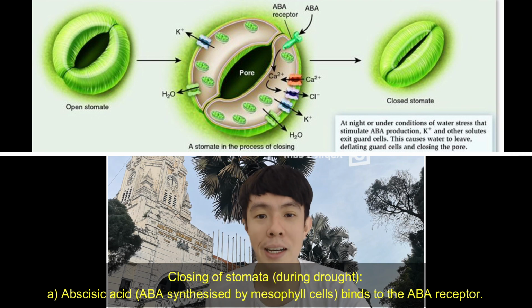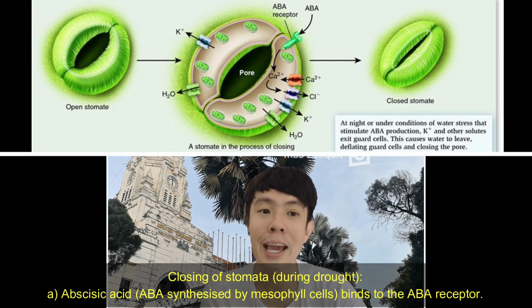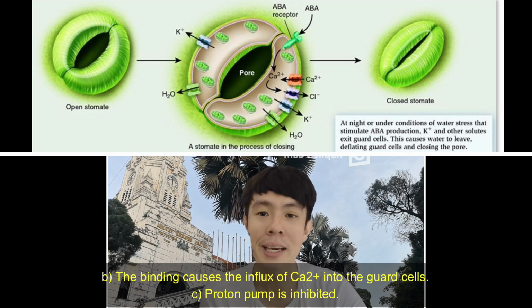Closing of stomata during drought. A. Abscisic acid, ABA, synthesized by mesophyll cells binds to the ABA receptor. B. The binding causes the influx of calcium ions into the guard cells. C. Proton pump is inhibited.